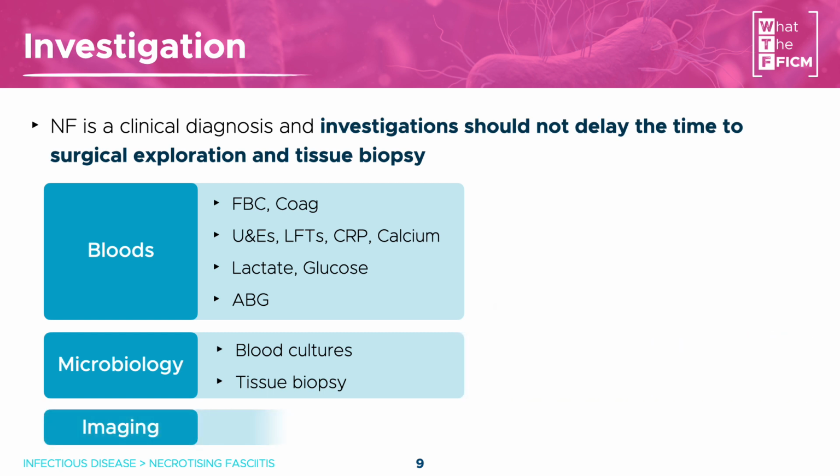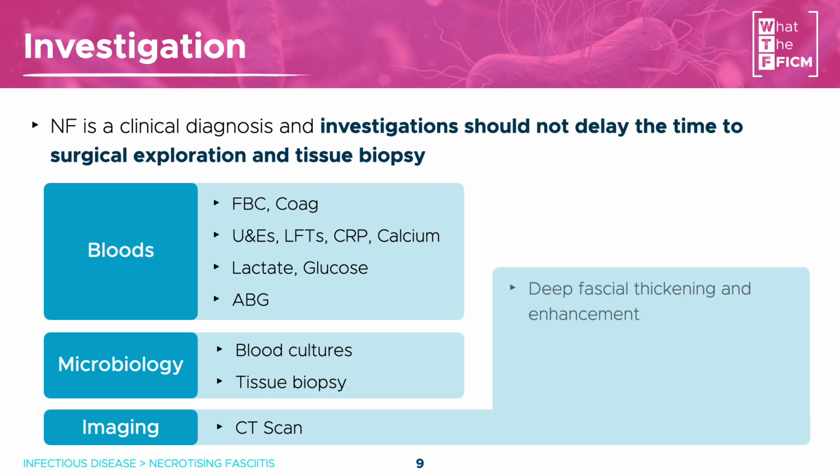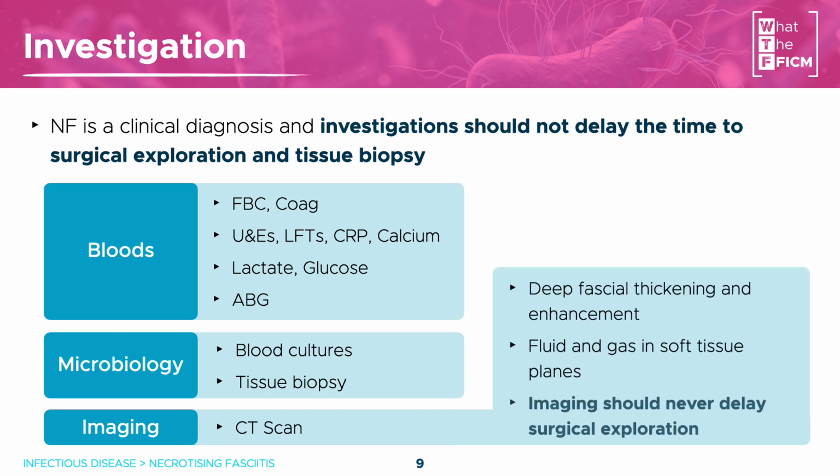And lastly, we'll think about imaging when it comes to necrotizing fasciitis. Now, it's really important to say that imaging should never delay surgical exploration. However, with the increasingly widespread use of CT scans, early features of necrotizing fasciitis may be seen in scans which are undertaken if an alternative diagnosis is suspected. Features you might see include deep fascial thickening and enhancement, and fluid and gas in soft tissue planes.